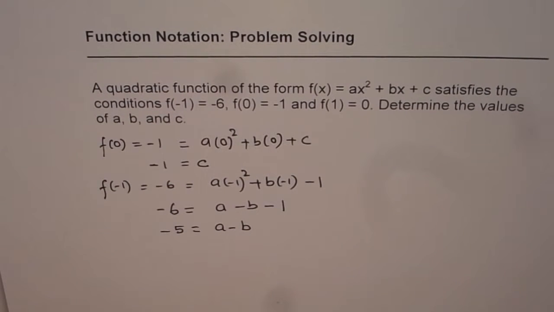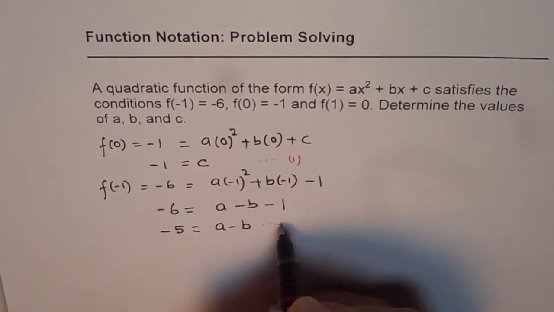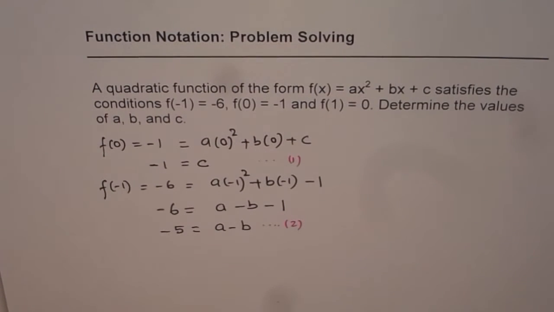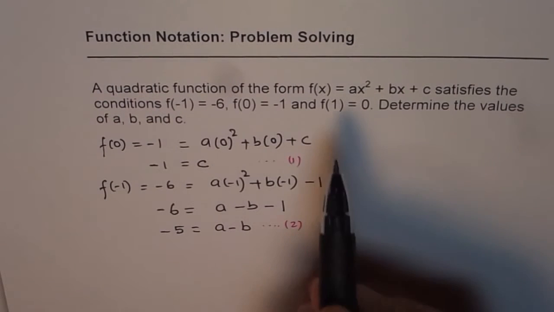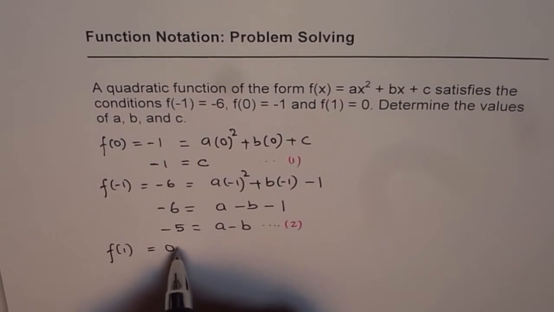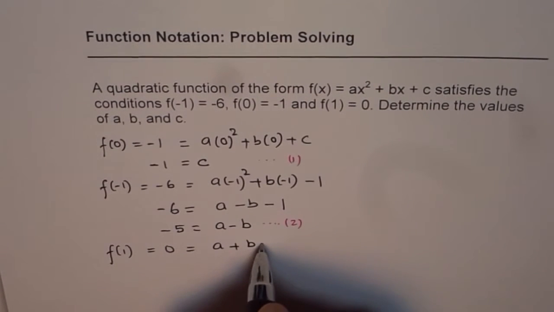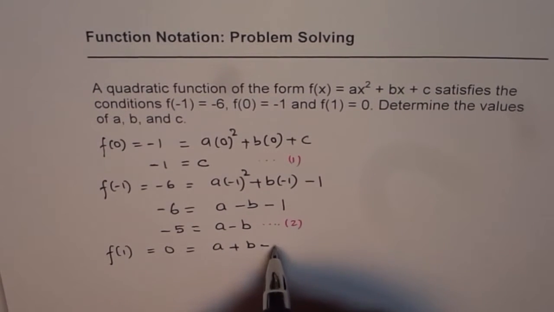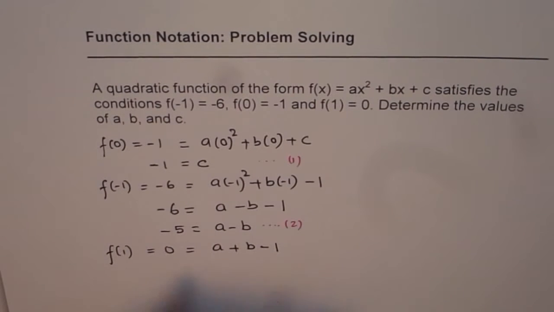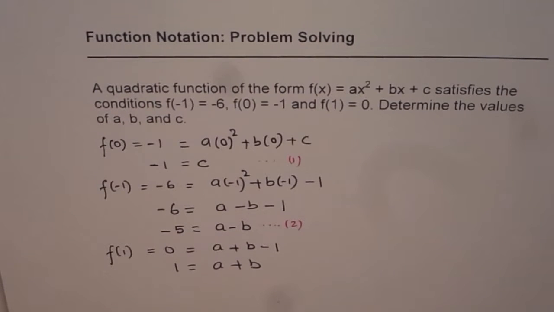So that is another equation. Let's call this the second equation. That is our equation number 1, this is our equation number 2, and we'll get equation number 3 by substituting 1. That is f of 1 equals 0. So when I substitute 1 in the equation, I get a plus b, and c is minus 1, so I'm placing minus 1 here, equals 0. Or 1 equals a plus b. Let me call this equation 3.